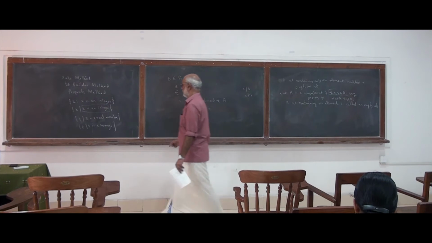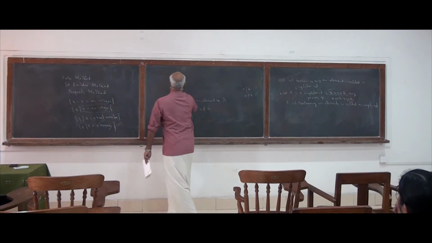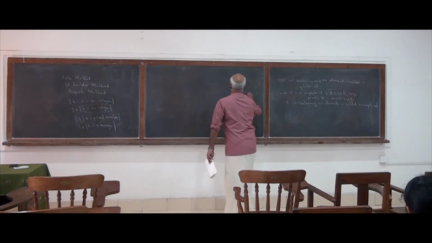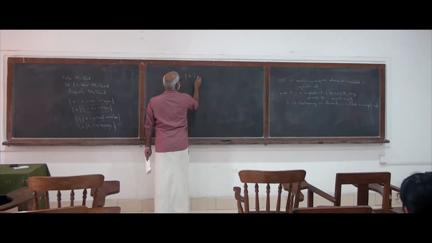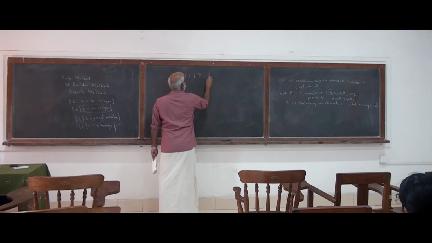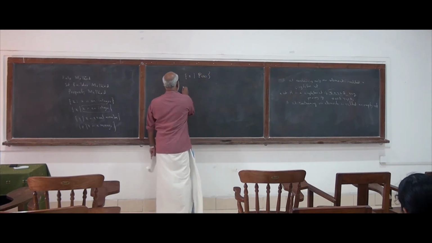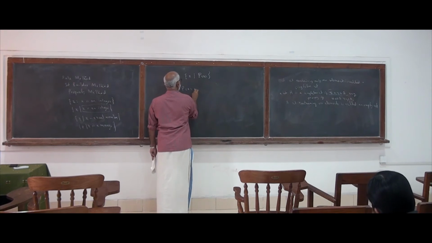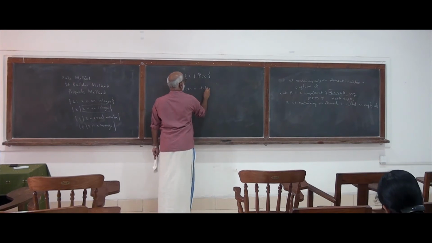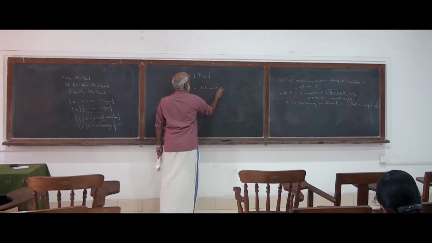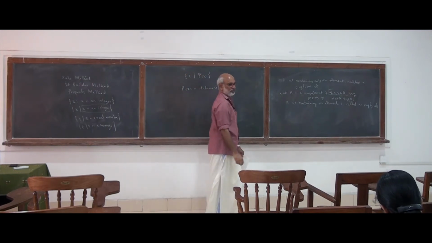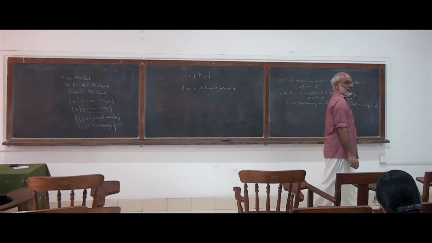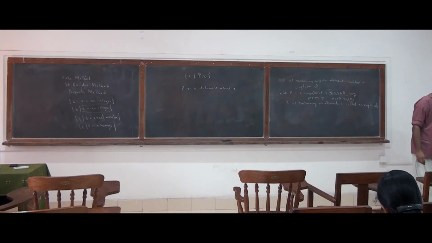So the most general form is something like this. Set of all x such that p of x, where p of x is a statement about x. Statement means that it is either true or false and not both.